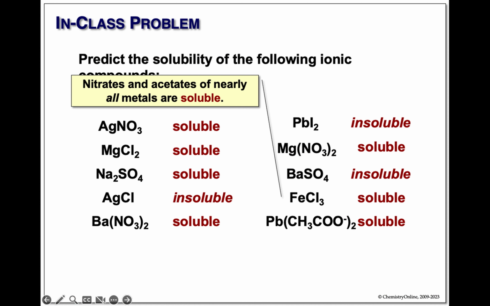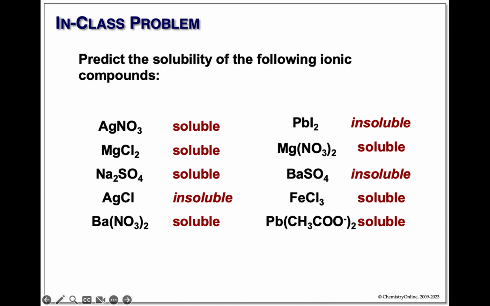So what do you really have to know here? Basically, the ones that you will see on the exam and stuff would be things like silver chloride, barium sulfate, sometimes lead iodide. Those are the big guys. Just kind of remember those.